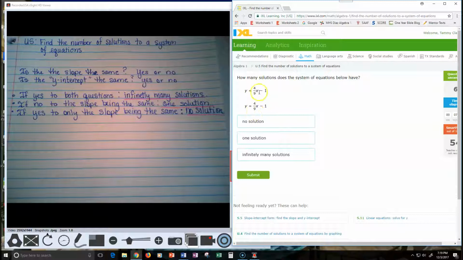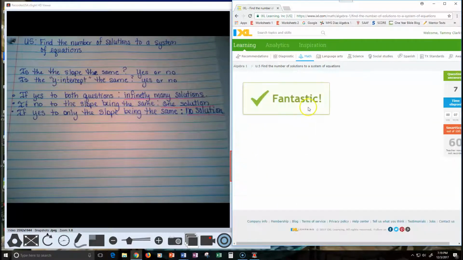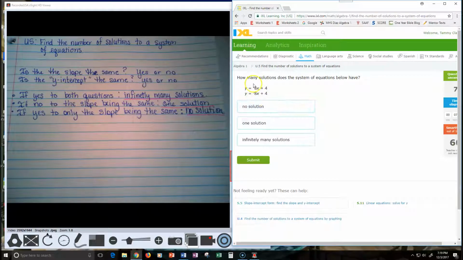Is the slope the same? Yes. Is the y-intercept the same? Yes. Infinitely many solutions. Is the slope the same? Yes. Is the y-intercept the same? Yes. Infinitely many solutions because it's the same line.